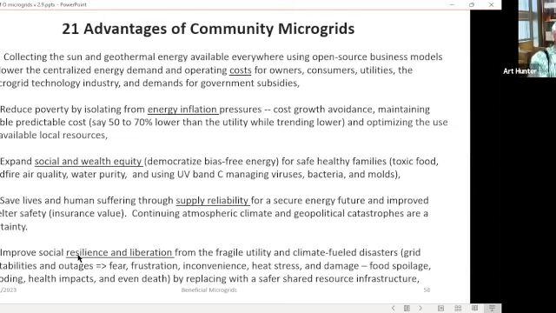Improves social resilience and liberation from the fragile grid. Well, I talked a little bit about that already, but there are all these instabilities which cause fear, frustration, inconvenience, heat stress, damage. There's so many things, and could even cause death, versus having a safer shared resource infrastructure. And so I put resilience and liberation together there as two very big advantages.